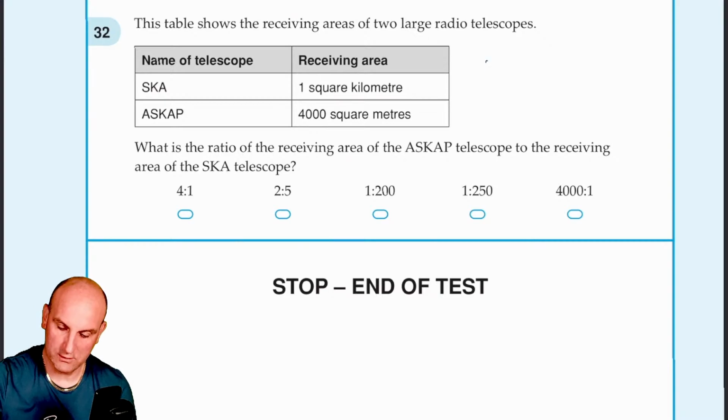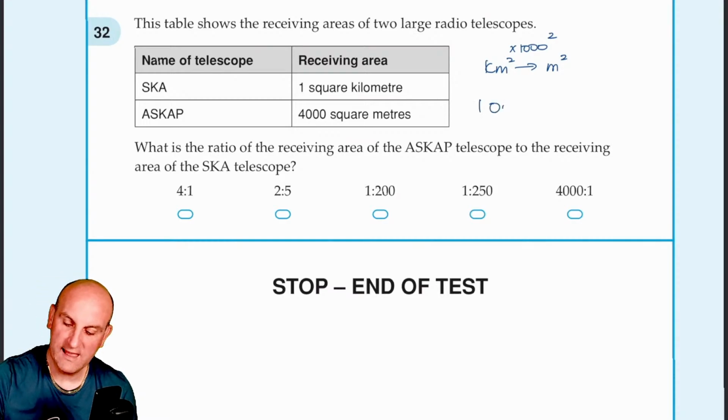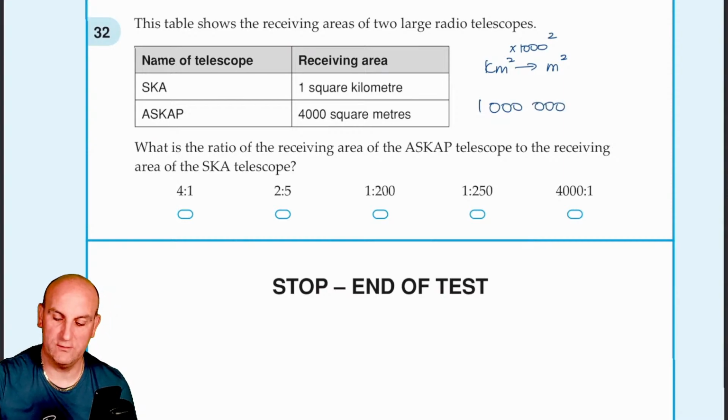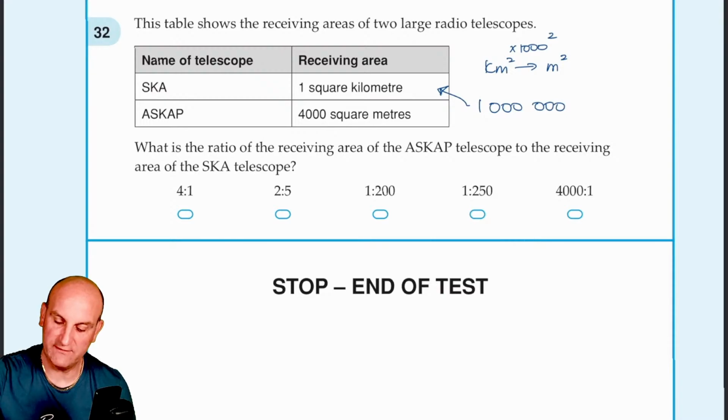Right, so kilometers into meters is how many? So if I go from kilometers, I'm going to times by 1,000. So kilometers squared into meters squared, I'm going to times by 1,000 squared. So that's going to become 1 and 6 zeros. All right, so the SKA is going to give me 1 million square meters, right? So what is the ratio of the receiving area of the ASKAP? So we have to do that one first because the order is given to me. So I've got 4,000 to 1 million.